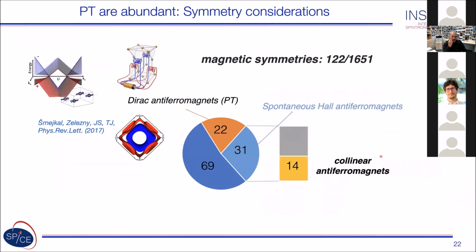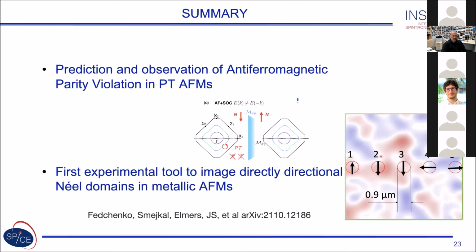So with this, I also mention that, of course, it is not just manganese gold, but we do have quite a lot of candidates. There are 22 out of the 122 magnetic groups that allow for this direct type of PT antiferromagnets that can be chosen from. Essentially one third of the magnetic order materials, antiferromagnetic order materials. The caveat is that you do have to have fairly strong spin-orbit coupling to be able to see this breaking of the parity.